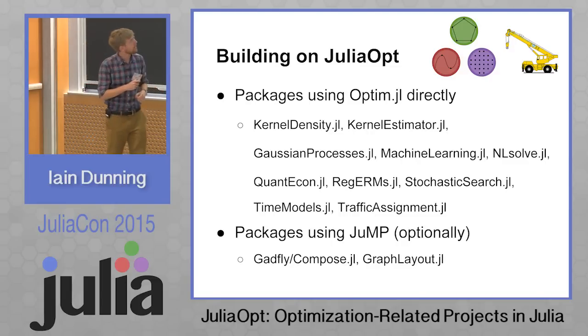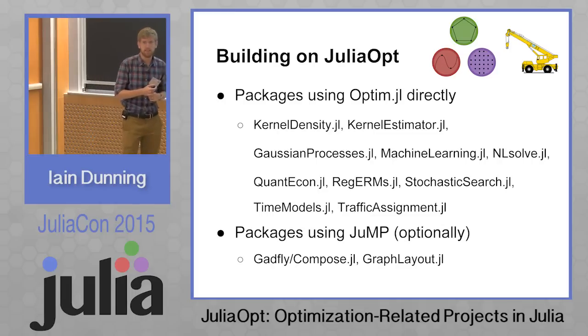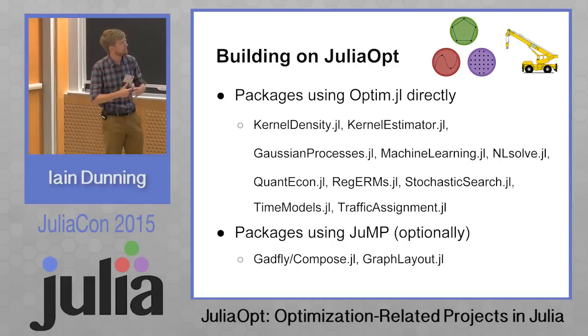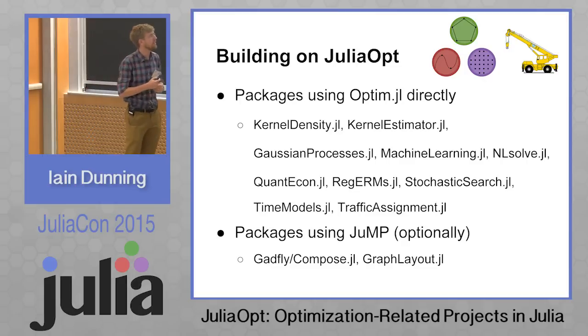So to finish off, building on JuliaOpt, it's kind of encouraging to see that the package ecosystem is using JuliaOpt now as a component. There's a large list of packages that are using Optim for a variety of needs. There's a couple of packages using JuMP optionally. So Gadfly/Compose will use it to lay out text labels, if possible, on your plots. And GraphLayout.jl is something I've made, kind of like GraphViz. For the tree layout algorithm, we optionally use linear and integer programming to calculate more aesthetically pleasing layouts using the power of optimization.